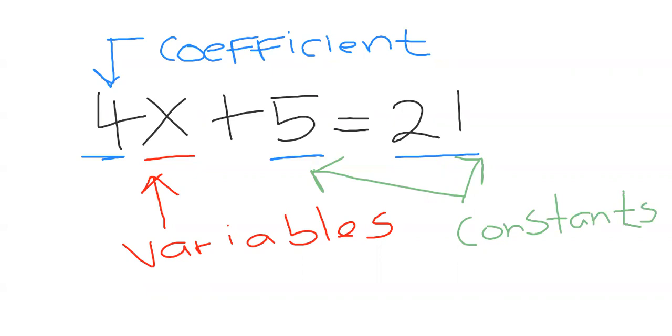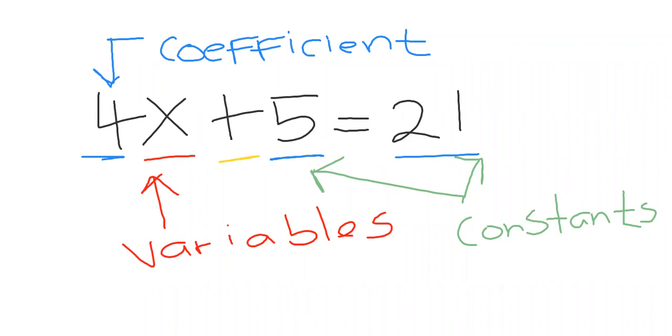And of course, the sign that we are going to use in our expression, the sign that shows us what we are doing in our expression. Are we adding? Are we subtracting? Are we dividing? That sign, we call it an operator. So basically, that's what an algebraic expression is made of. So keep that in mind.